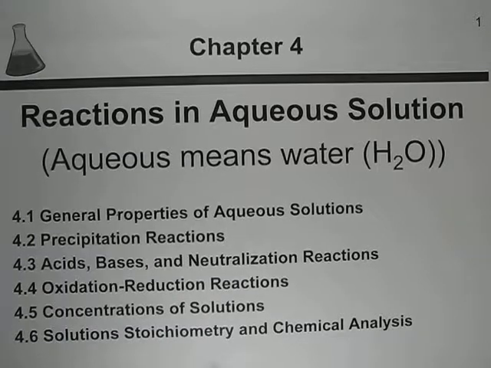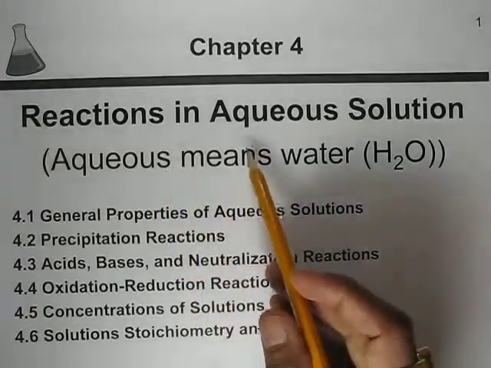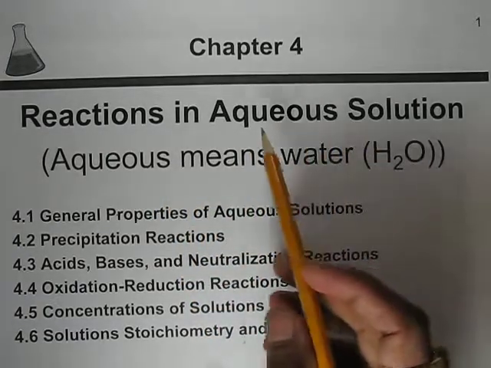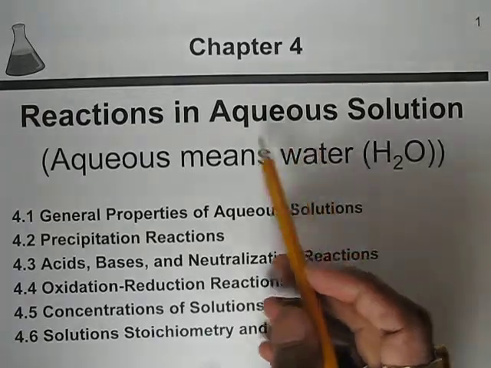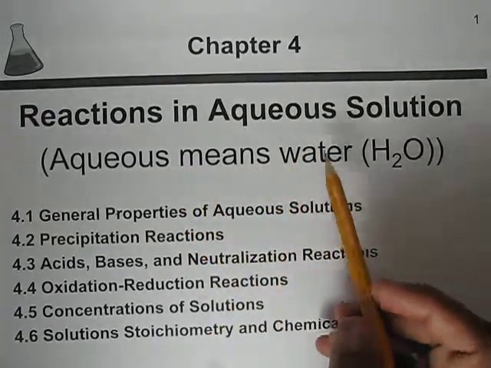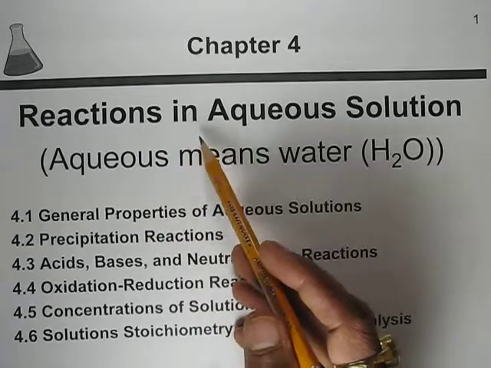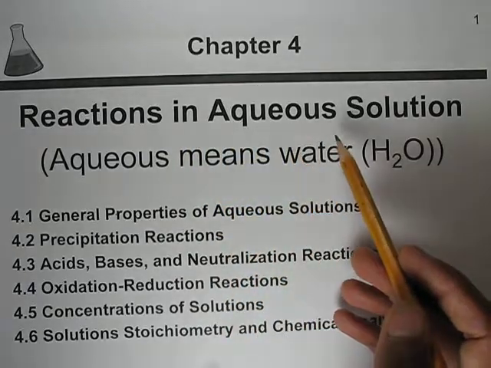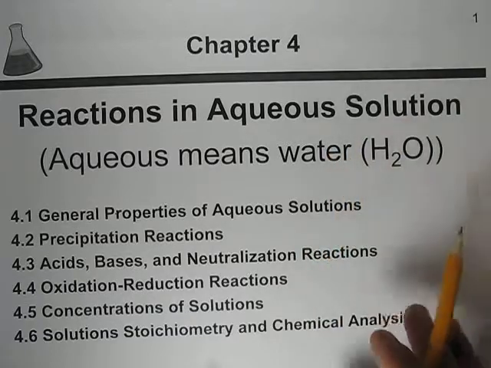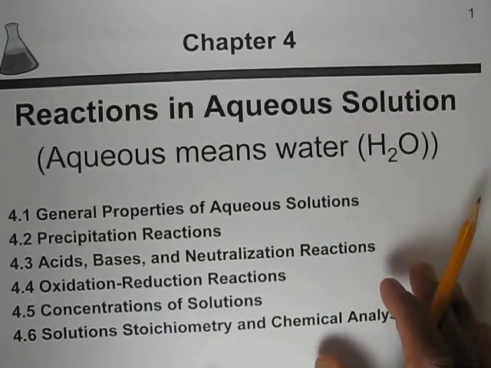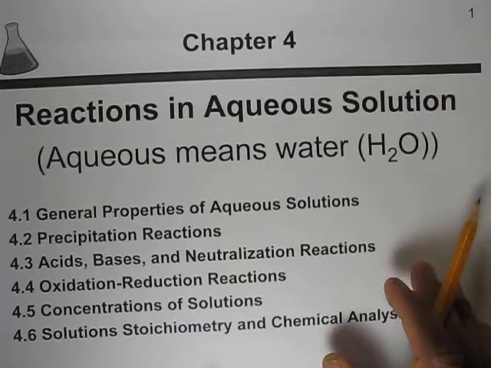Hello students, so let's start chapter number 4, which is reactions in aqueous solution. As I have explained, aqueous means water. So we are talking mostly about the reactions which are done in water. For an aqueous solution or aqueous reaction, the solvent will be water.